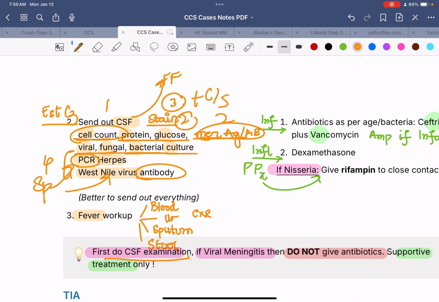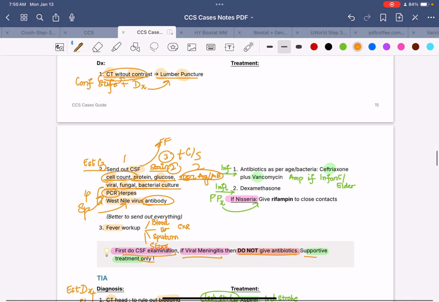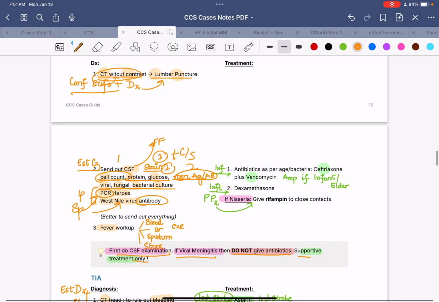Then you want to make sure that you see the findings of the CSF exam. If you have viral meningitis, you are not going to give antibiotics and just give supportive treatment. So this was number 1, which was confirm the diagnosis with CT scan without contrast and lumbar puncture. Number 2, establish the cause with the CSF findings. And number 3 is to do a fever workup, since the patient also has fever, with sending the blood, urine, sputum, and stool culture sensitivity along with the chest x-ray as needed.